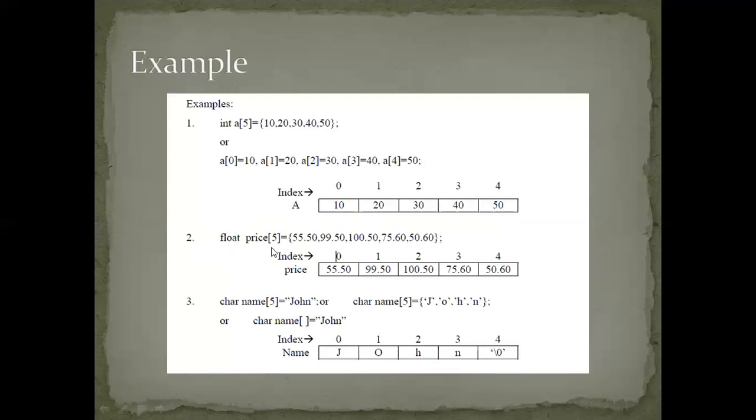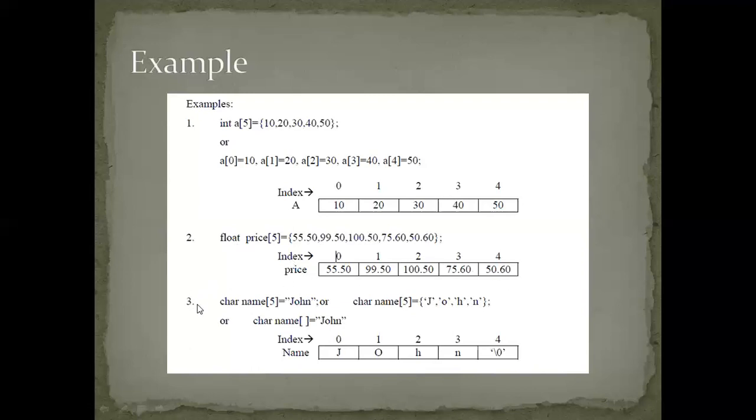The second example is float price of 5. Remember, the data type here is float, and that's why we have taken decimal points: 55.50, 99.50, 100.50, 75.60, 50.60. These all are fractional parts, so that is why we have used the data type float. The same in the memory location: this is the index value and this is the price. 55.50 is the first one, and the last element is 50.60.